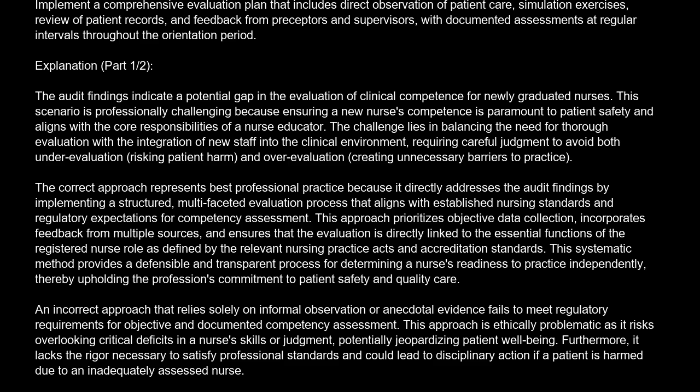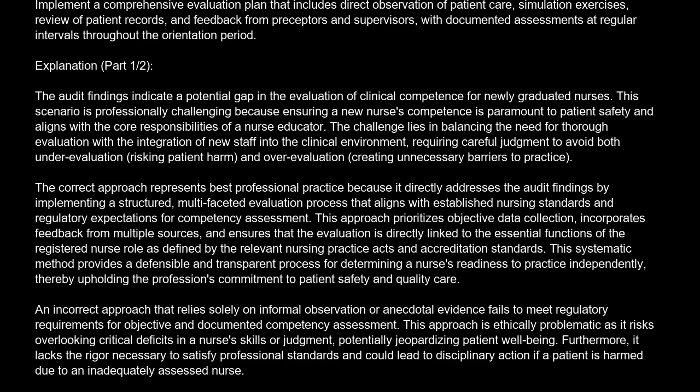The challenge lies in balancing the need for thorough evaluation with the integration of new staff into the clinical environment, requiring careful judgment to avoid both under-evaluation, risking patient harm, and over-evaluation, creating unnecessary barriers to practice. The correct approach represents best professional practice because it directly addresses the audit findings by implementing a structured, multifaceted evaluation process that aligns with established nursing standards and regulatory expectations for competency assessment.